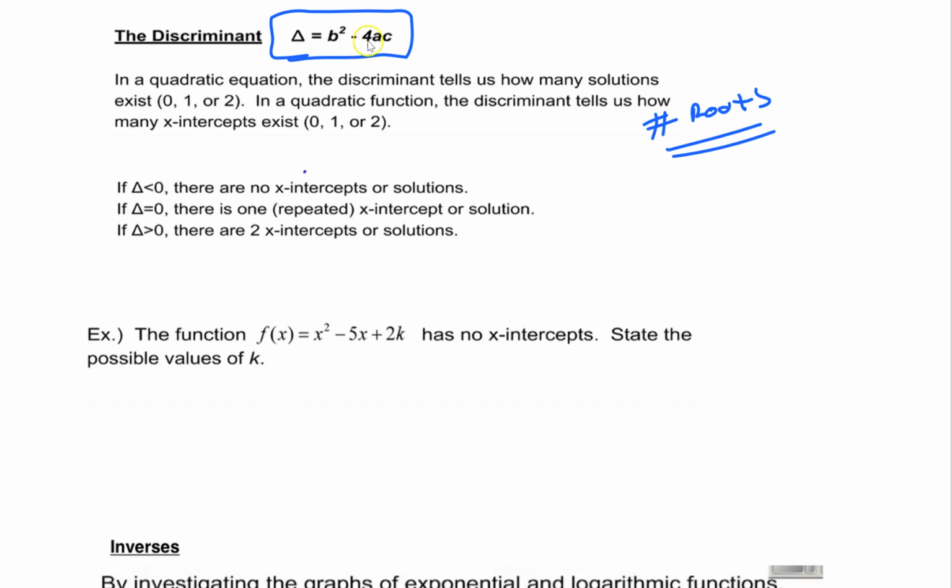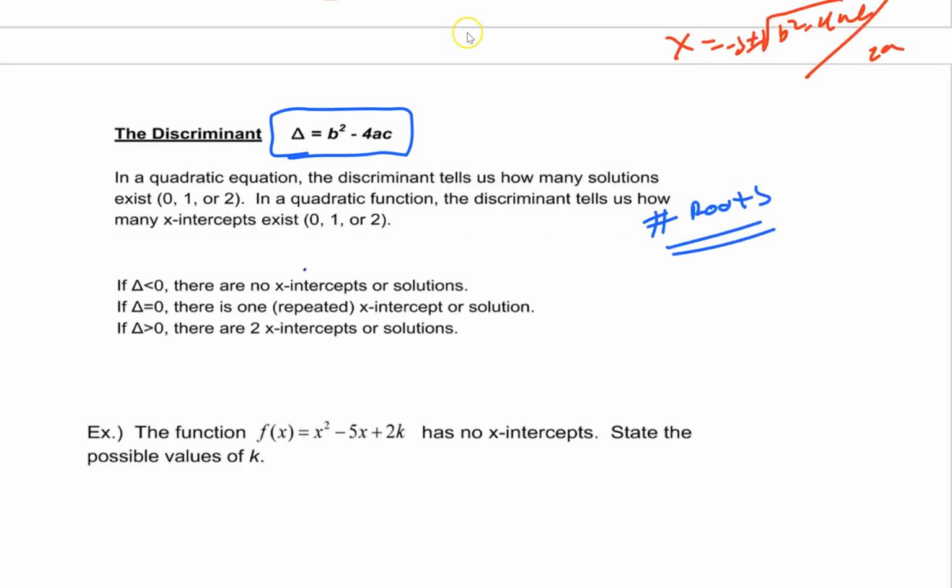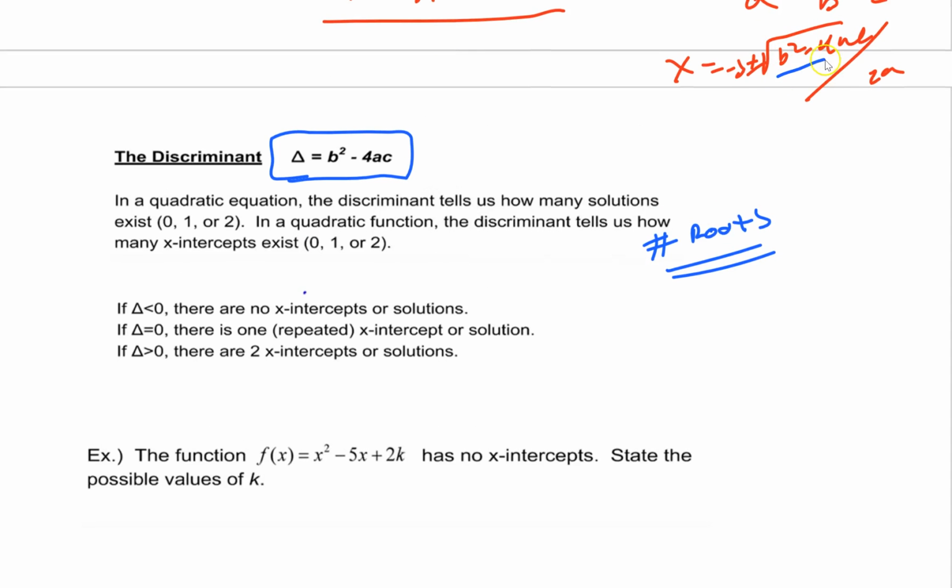So here's the discriminant, b squared minus 4ac. It has to do with our quadratic formula. It's the thing underneath the radical, and that's where this comes from. Because if that thing underneath the radical is negative, that means you have no solution. It's all imaginary. So if the discriminant's less than 0, then there are no x-intercepts or solutions. Now, if that thing's 0, it goes away, and all you have is negative b over 2a. So you have one answer. So if that thing's 0, then there's one root. Sometimes it's repeated: one repeated root, or one solution.